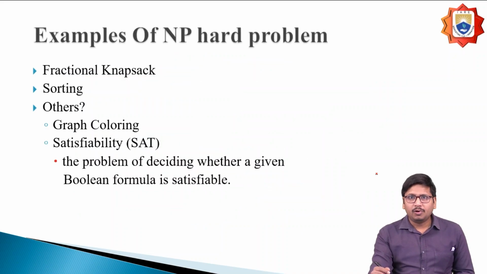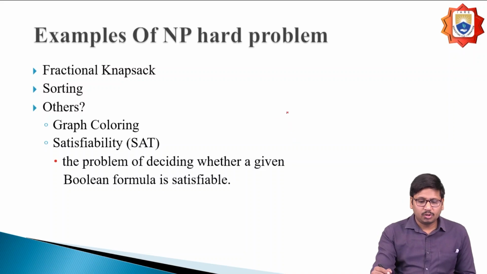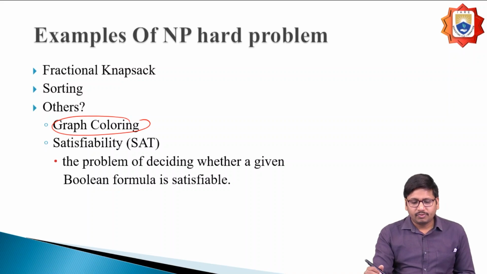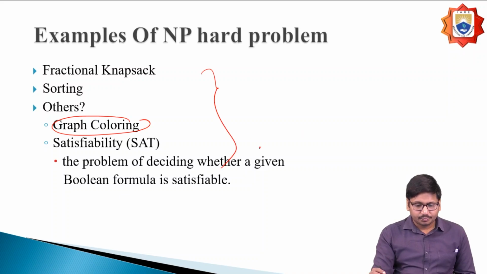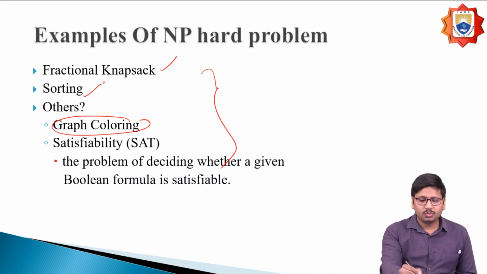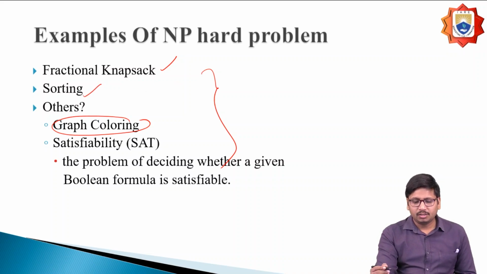Some of these NP hard problems are fractional knapsack, sorting, and graph coloring, which is also one of them. And satisfiability, the problem of deciding whether a given Boolean formula is satisfiable or not. These are the classes of problems that come under NP hard. First is fractional knapsack, where a thief fills items into his knapsack, that is, a bag, and asks what maximum profit he can obtain. Sorting is also an NP hard problem, and graph coloring and satisfiability too.